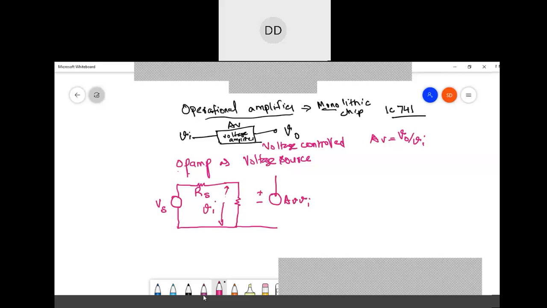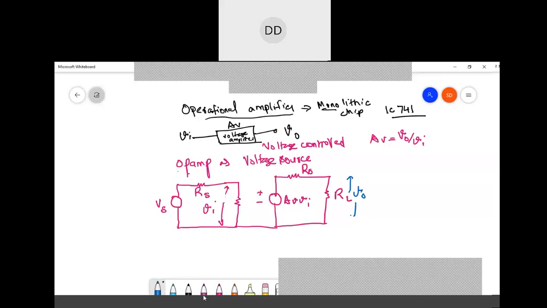And what else do we have? We have a source resistance over here, and we have a load resistance. Finally, this is our source. Here we will have the output resistance R0, and the power across this particular point will represent our output power.